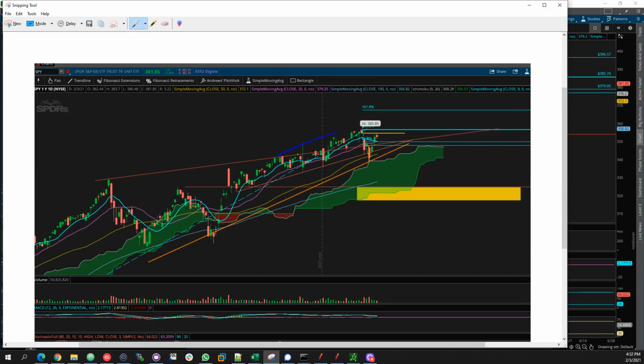So as you can see, the top is rounding. And as I've said, and I've drawn this line here, I think the spike is just going to have a huge resistance around 382.